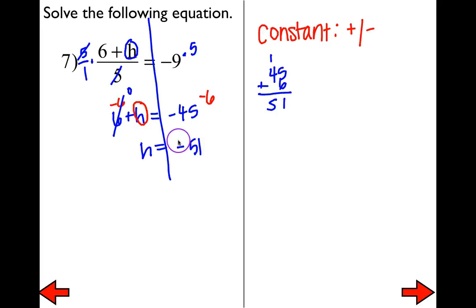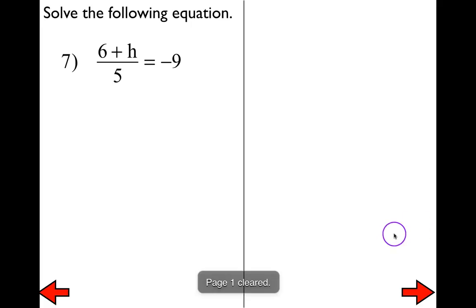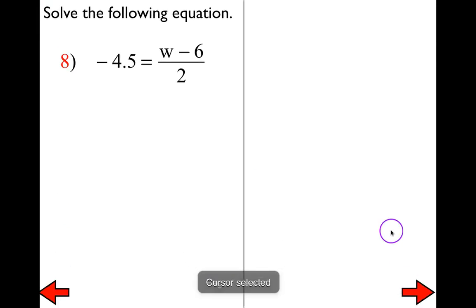Now, again, before you claim that this is your solution, plug it in for h to see if you end up with a true statement. If so, the answer is correct. If not, something went wrong. You need to check your work and see where the mistake occurred. So notice that this problem wasn't that bad. Now I'm going to have you try number 8. Go ahead and pause the video right now to see what you get for the solution for w.